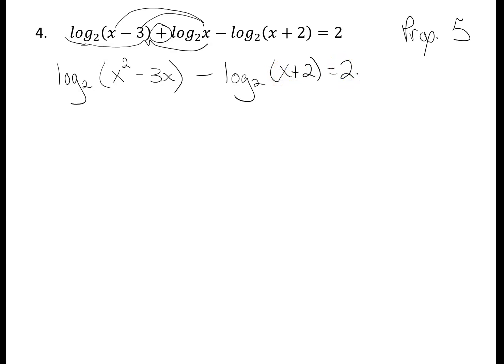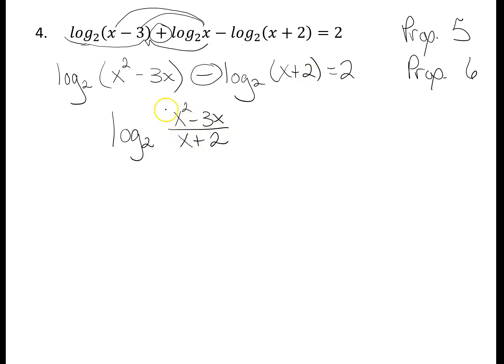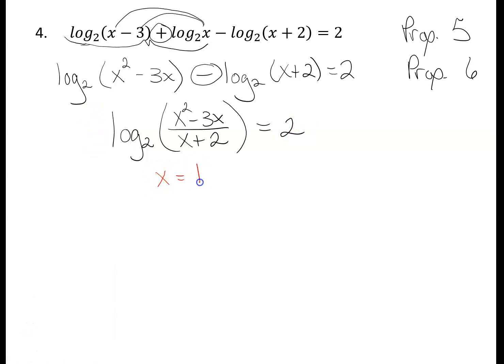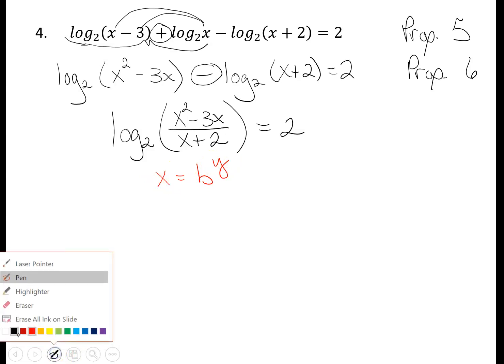And now we need to condense again, and this time we have a minus sign. So that's property 6. This says, okay, when it's minus, you can make it one single log, still the same base. And this first part goes on top and the second on bottom. So it'd be x squared minus 3x over x plus 2. Log of that whole fraction. And the right side is still just 2. So now I have a single log with a 1 in front, constant on the other side. That means we are ready to convert it to exponential form.